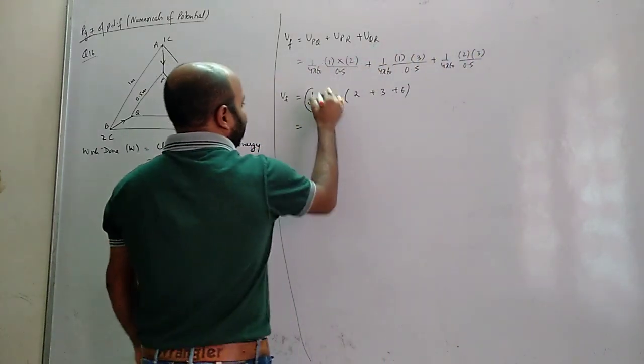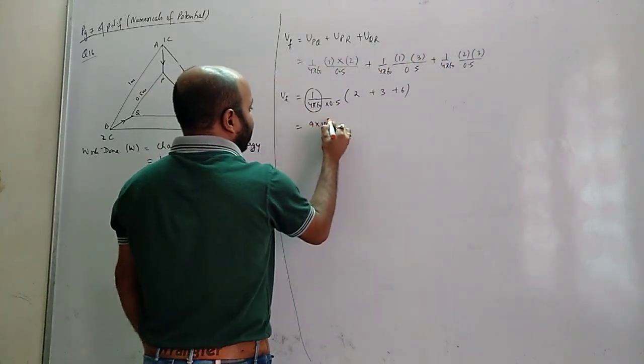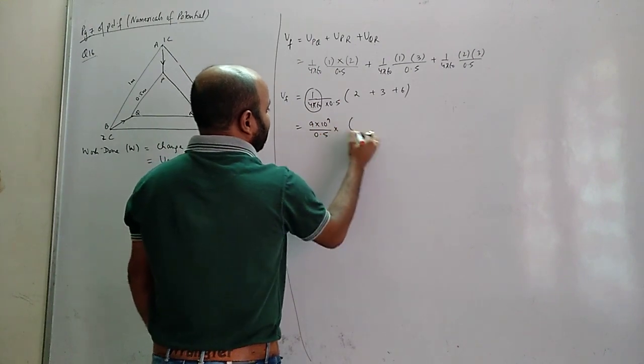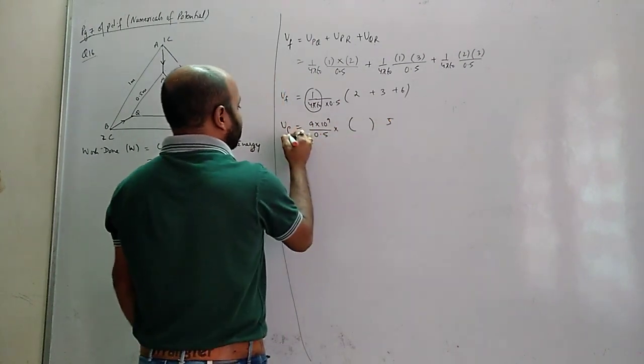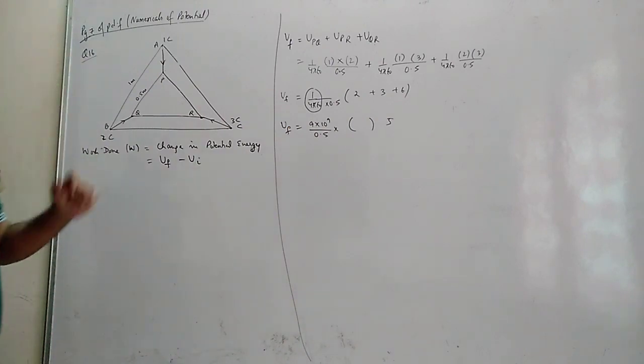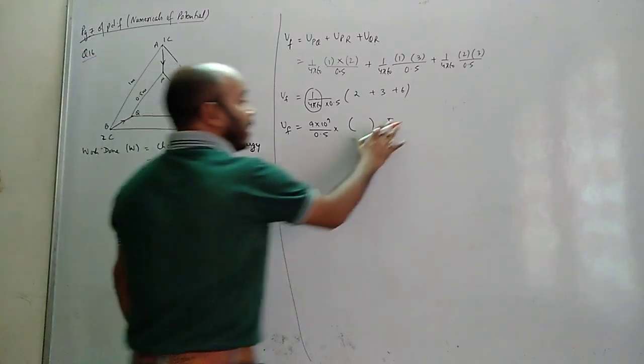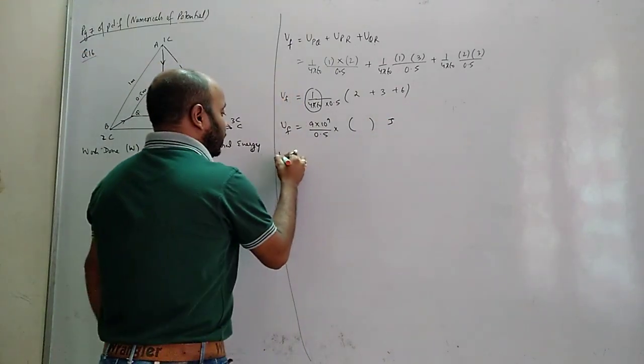This 1 by 4 pi epsilon naught is 9 into 10 to the power 9, divided by 0.5, into something you will get in joule. Why joule? Everything is in SI unit. You got the final energy, right? Next, you go for the initial energy.